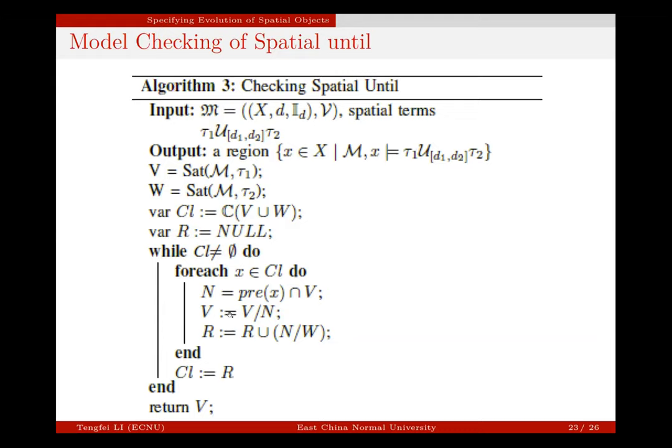And then we will remove the new points in its left set V, and then we will remove the right set as in tau 2 in the new point set, and we update R with the union of R and the new set. After that, we will evaluate R to the color of the color set, and at last we will retain V, which retains what we want.